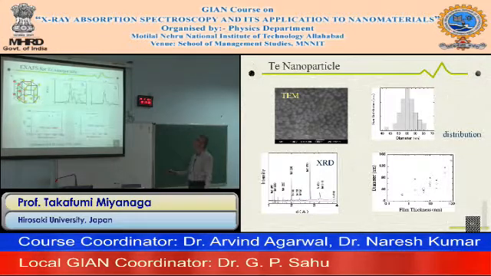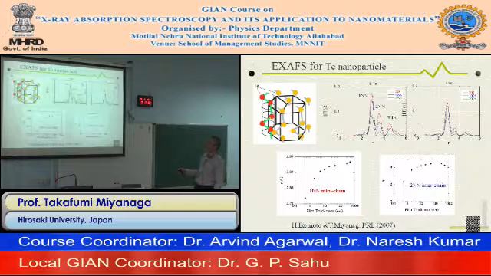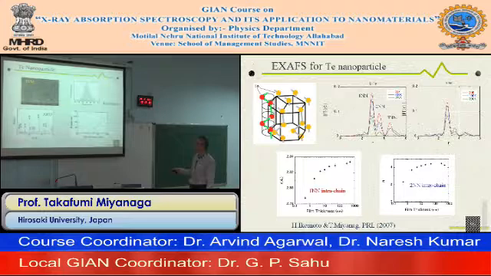Now here is the EXAFS result, the Fourier transform of tellurium, trigonal tellurium. It means the crystalline state, and 0.5 nanometer particles. The diameter of these particles is about here, about 20 nanometers in diameter.